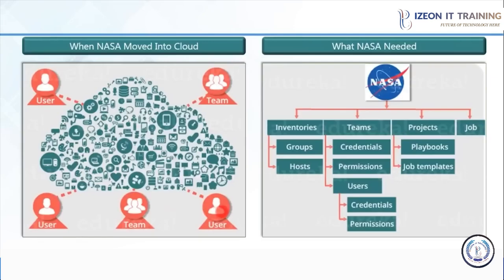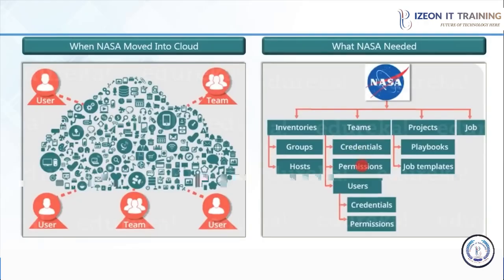So you can see that all those AWS accounts and virtual private clouds got accumulated and made a huge chunk of data, and everyone was accessing it directly. So there was a problem in managing the credentials for all the users and the different teams. What NASA needed was to divide up all their inventories, all their resources, into groups and number of hosts, and also divide up all the users into different teams and give each team different credentials and permissions.